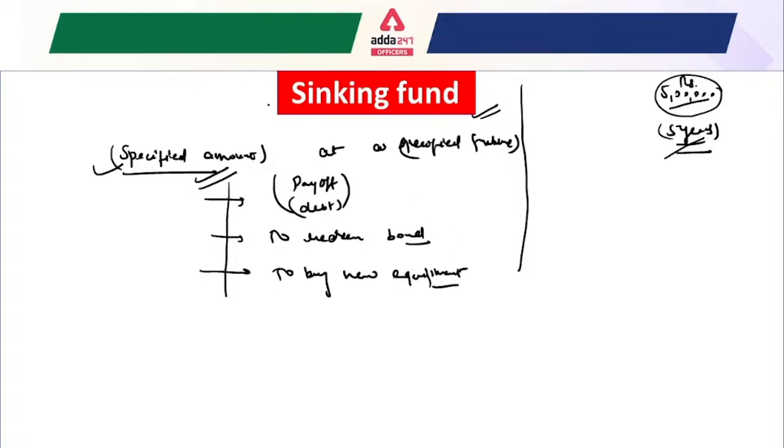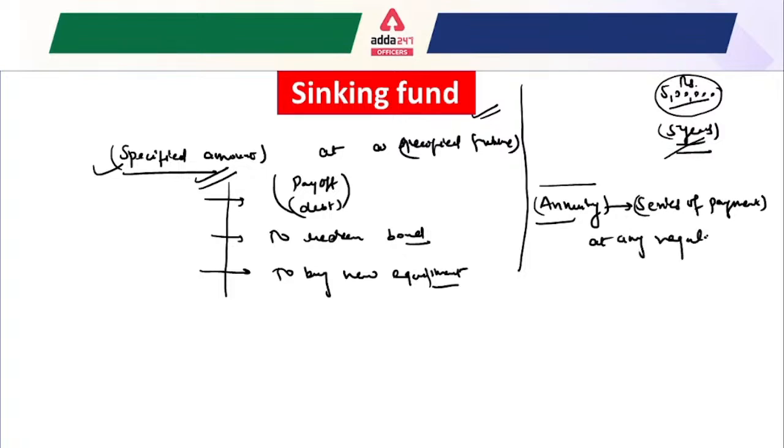Whenever we have to solve the questions of the sinking fund, what we have to do is, as I already explained in your annuity chapter, annuity means a series of payments. So whenever there is any term about a series of payments at regular intervals, there we apply the formula for annuity. Okay, that's it. So that is the basic purpose of the sinking fund.